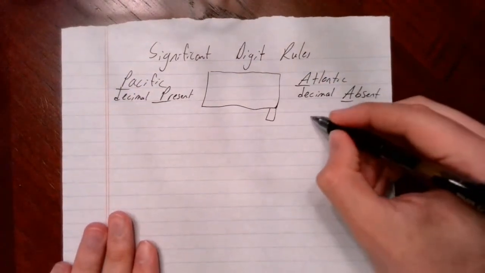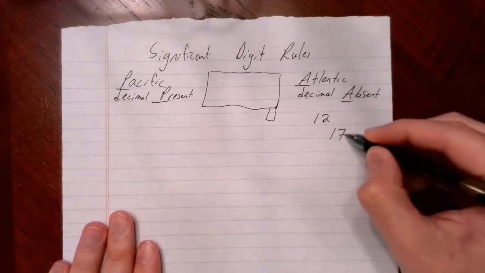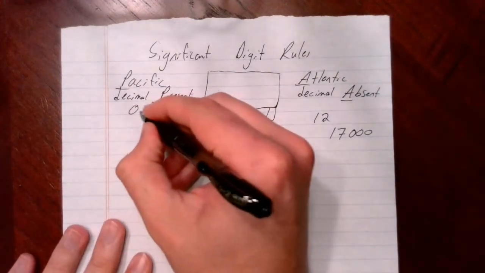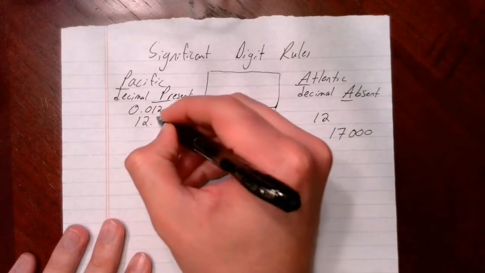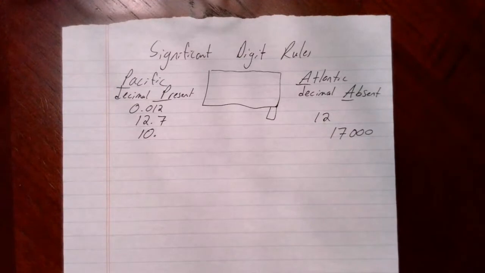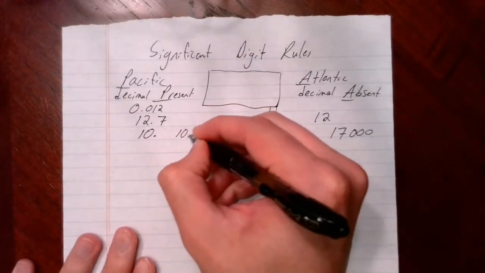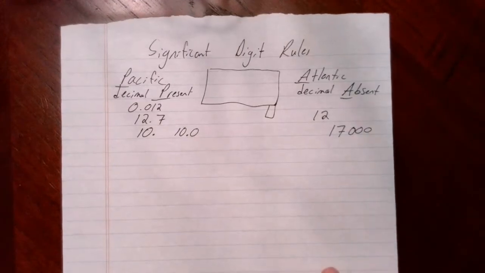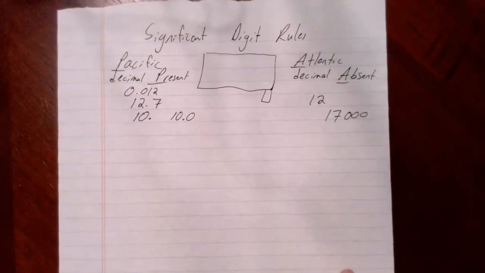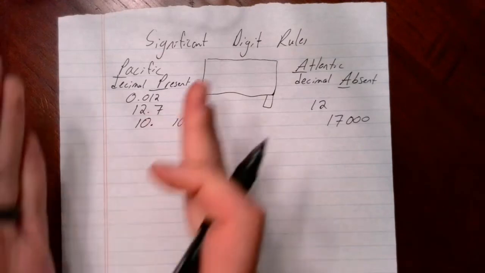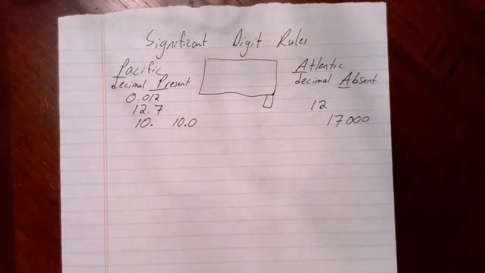So what do I mean by that? Decimal absent numbers would be like 12, 17,000. Anything with no decimal. Decimal present numbers would be 0.012, 12.7, or 10 decimal. There is a difference in 10 decimal and 10.0. Numerically they're the same, but you'll see in a minute, with significant digits being concerned, they are slightly different. So the first step in counting the number of significant digits a number has is to decide does this fall into the Pacific category or the Atlantic category.